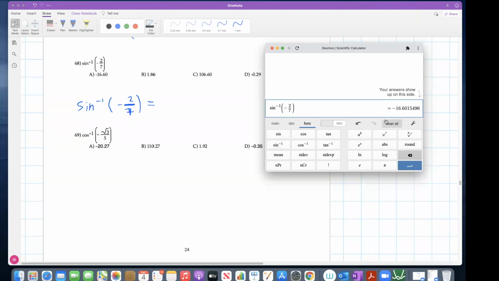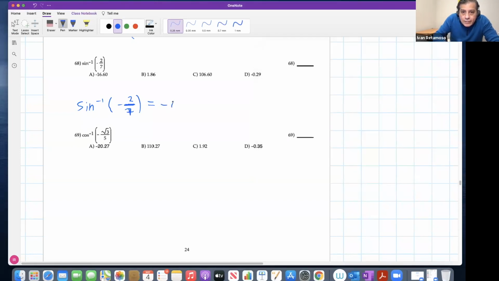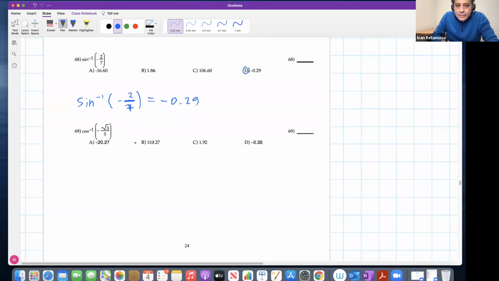0.29. Yeah, but then in radians, right? I have negative 0.29, negative 0.29. All right, negative 0.29, okay, and it's this one, right? D. Okay, excellent, excellent. Very good, good question there. 0.29. So if the calculator is used, it shouldn't be a problem. Yeah, this one the same.